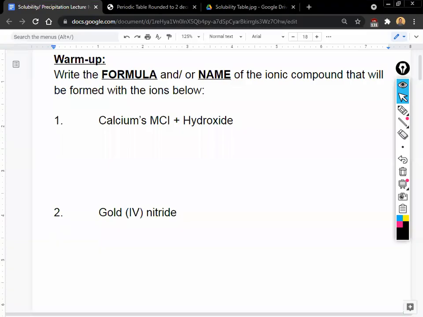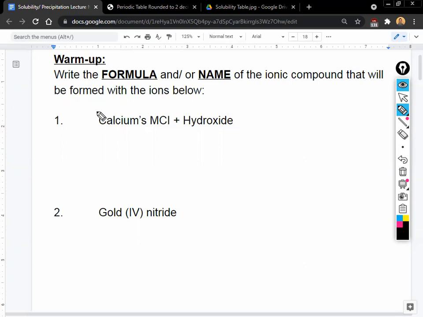So what we're gonna do is start off with a quick warm-up. We're gonna be writing the formula and the name of the ionic compound that's made from the ions below. We've been doing this for a while now, but I wanted to make sure you got a good refresher before we get started with today's concept, because if you're having trouble with this now, it'll be really tough to get the concept we're gonna go over today.